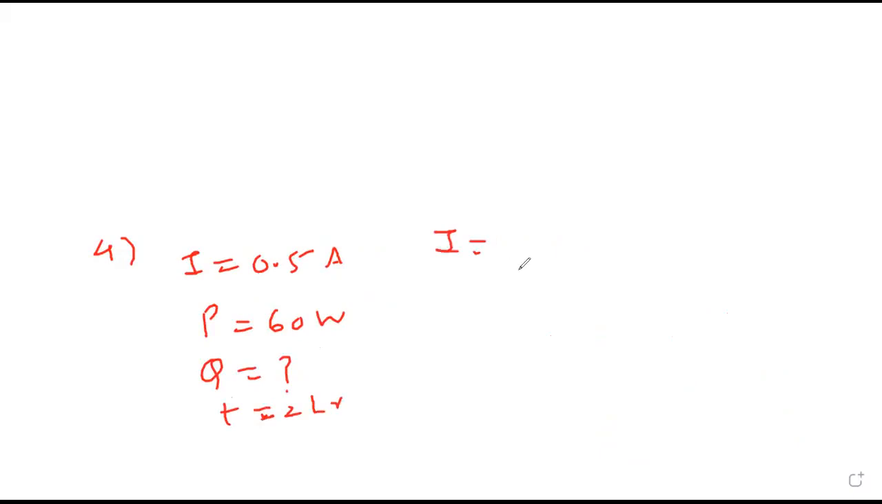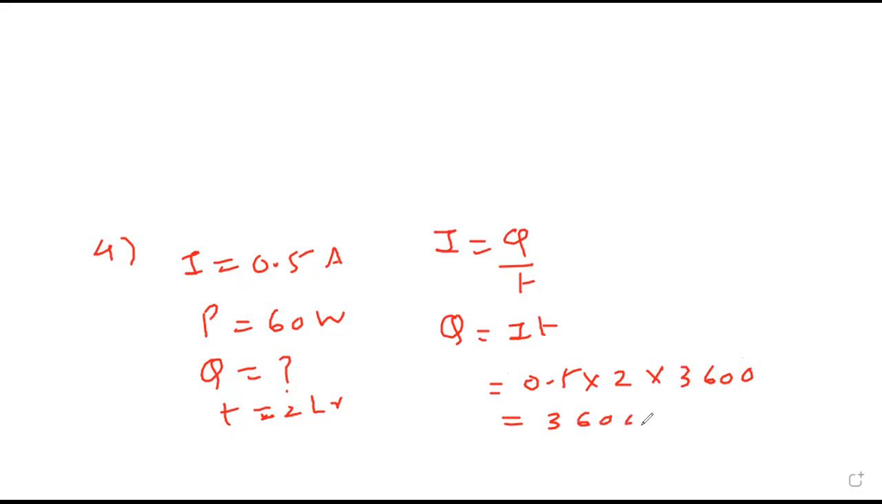Fourth one. Current is 0.5 ampere. It is flowing through a lamp whose power is 60 watt. Then the total charge passing through it in time 2 hours. Charge upon time is current. So Q is IT, I is 0.5, T is 2 hours, 2 into 3600, that is 3600 coulomb. Option D, 3600 coulomb.